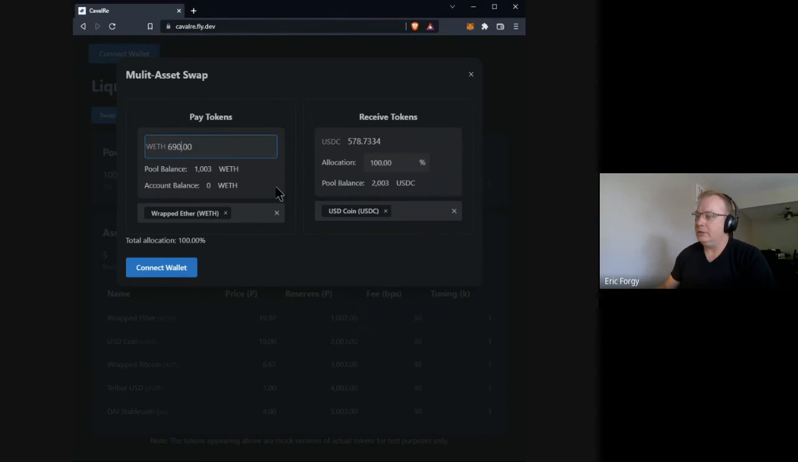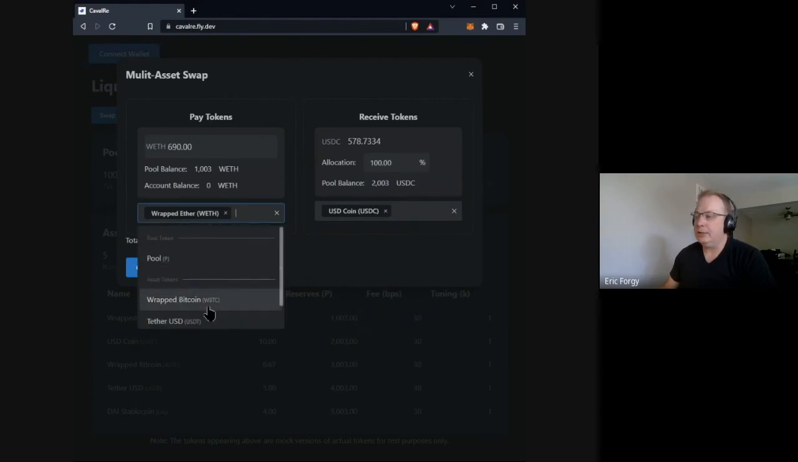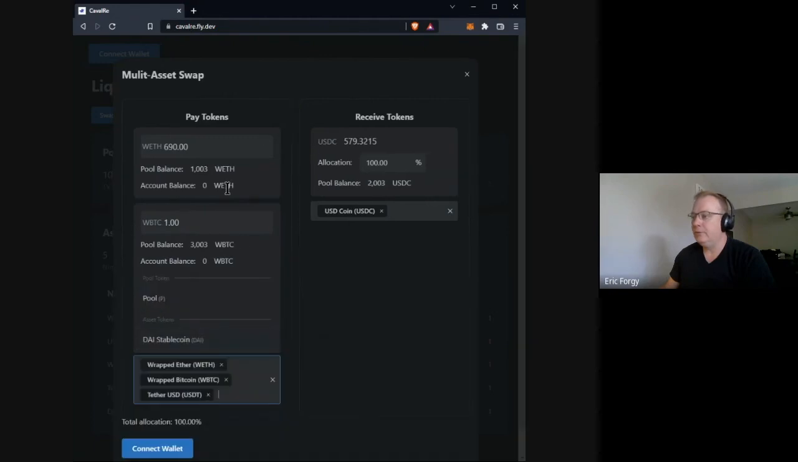So this is what you might see if you're familiar with crypto decentralized exchanges. But what's new is what I call multi-asset swap. You can actually throw in a bunch of tokens here. This is like saying, I want to put these 3 tokens into the pool, and then I want to take this 1 token out. So this will tell you how many tokens out you get if you put these many in.